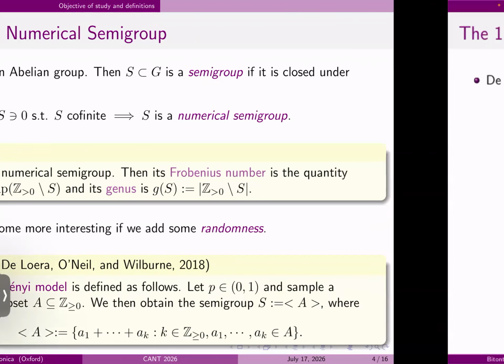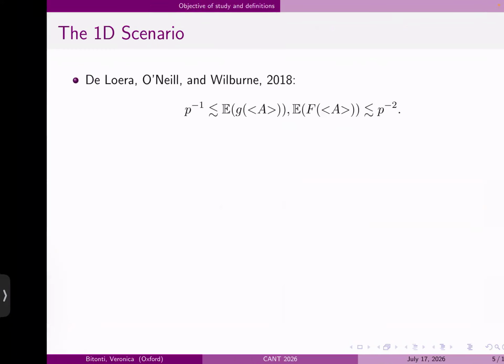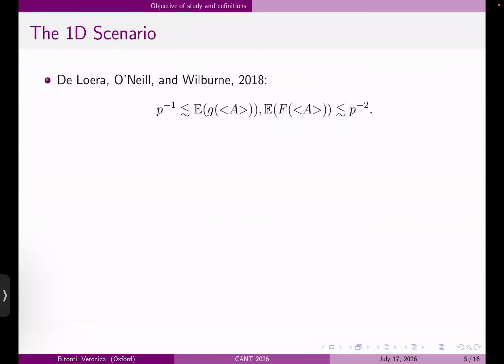In their paper, we have started to add some randomness into our picture, and they defined this random numerical semigroup. So we can still ask questions about the gap set. What is going to be the Frobenius number? What is going to be the genus? This is exactly what they did. In expectation, they showed that the expected size of the gap set and the expected size of the Frobenius number are somewhere between p inverse and p to the minus 2, up to some constant values.